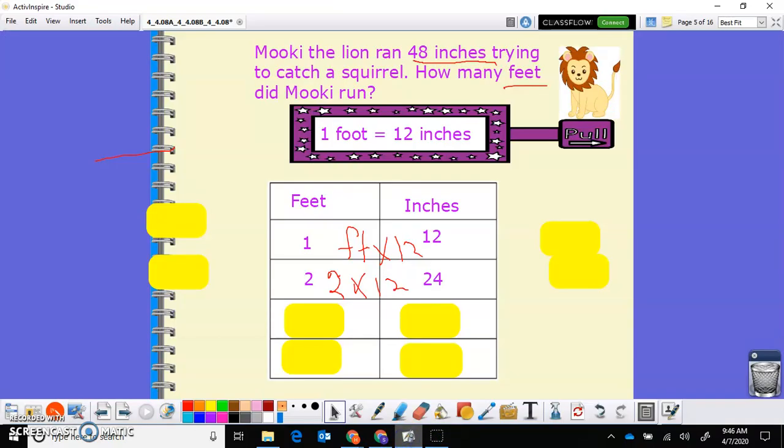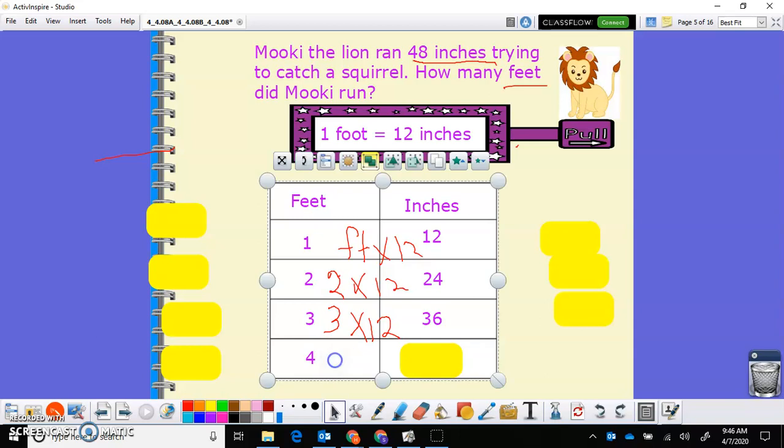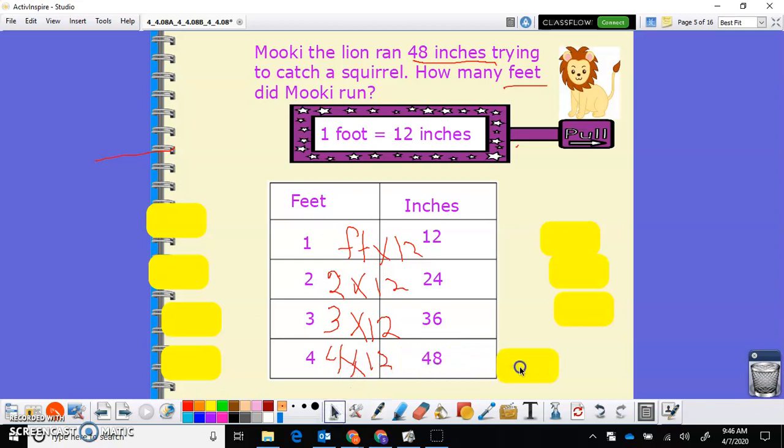And then let's go to 3 feet. I'm still doing the same thing. I'm multiplying the feet times 12, which is the amount of inches in a foot. 3 times 12 is 36. All right, so now I get to my 4 feet, and 4 feet times 12 inches is equal to 48 inches.